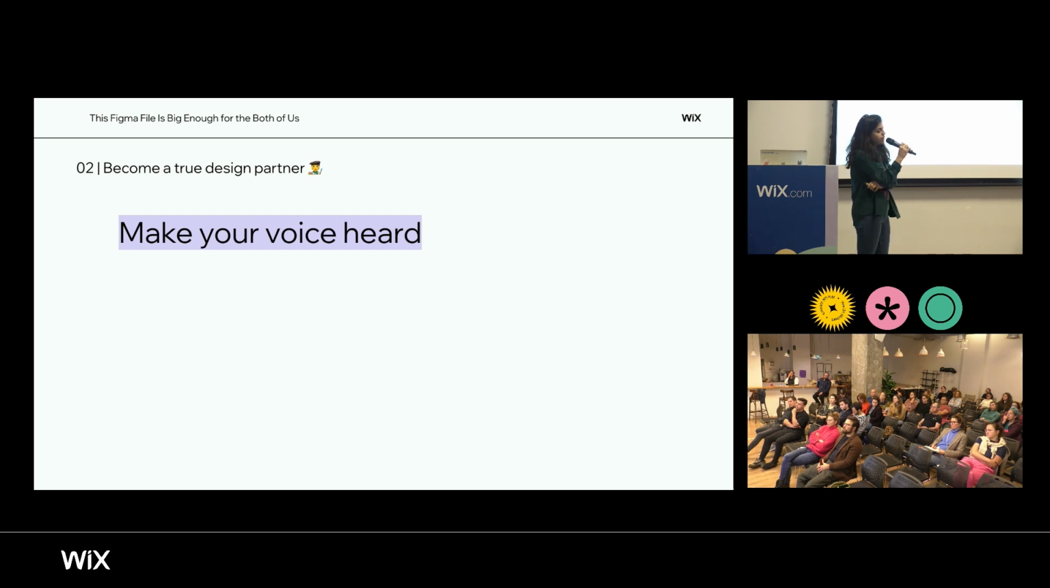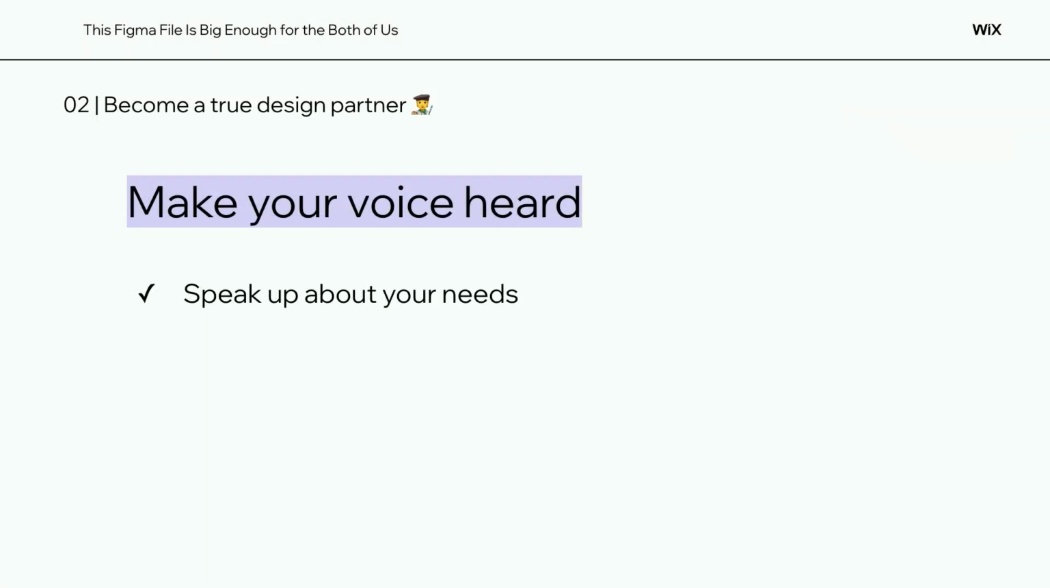And then the second thing about being a design partner is we have to make our voices heard. So I think very often, as writers, I see that we are afraid to make suggestions that will make people angry, or say what we need because the designer might not like it, or the PM might not like it. But actually, we have to speak up about our needs, right? Because we are a part of a team, and the team just wants us to be as effective as possible, okay?